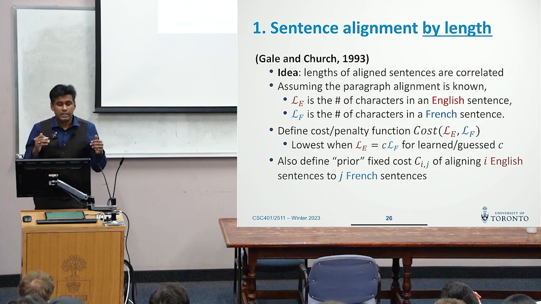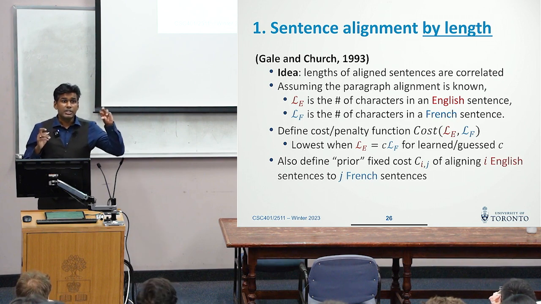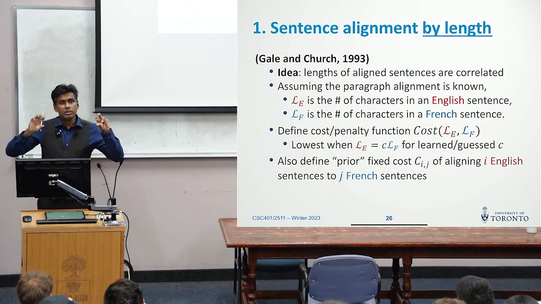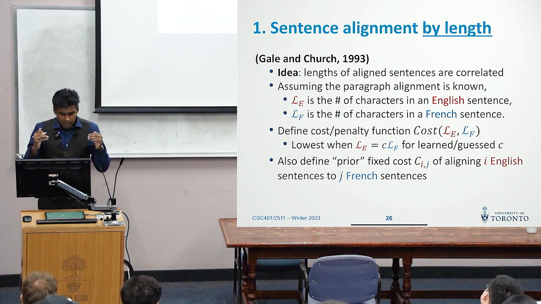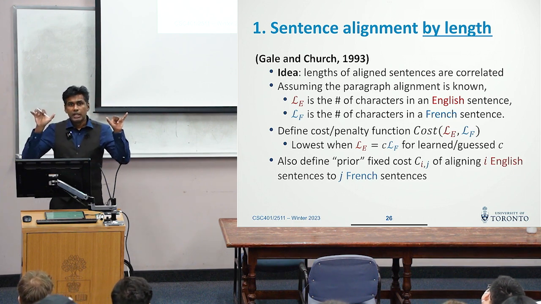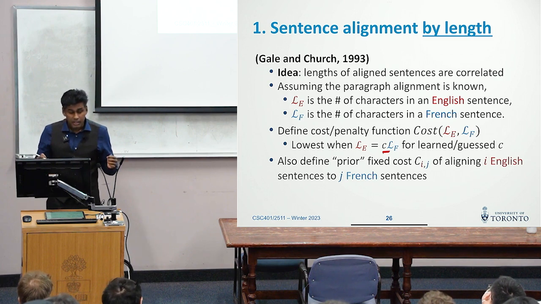The initial alignment methods relied on just the sentence length, and it is a very simple yet effective method. You can think that each character in one language translates into a random variable times the number of characters. So if you think about it at a character level, then at a high level, the number of characters in French will be in proportion to the number of characters in English, by some constant, and this constant could be learned or guessed.